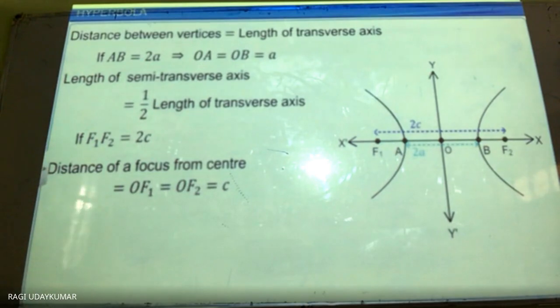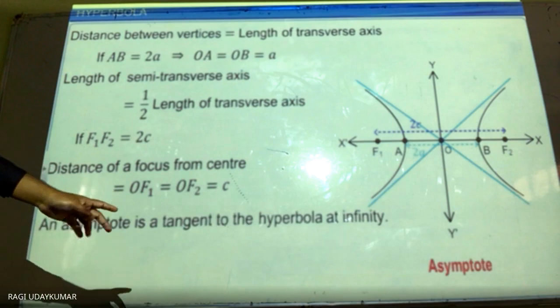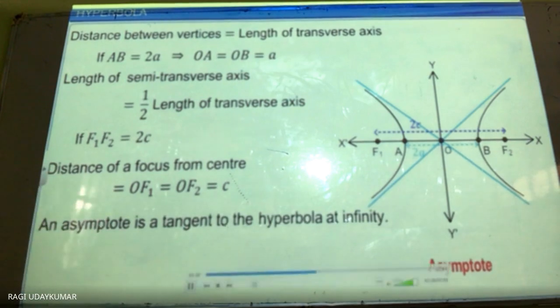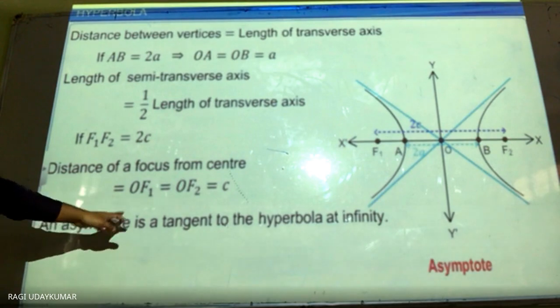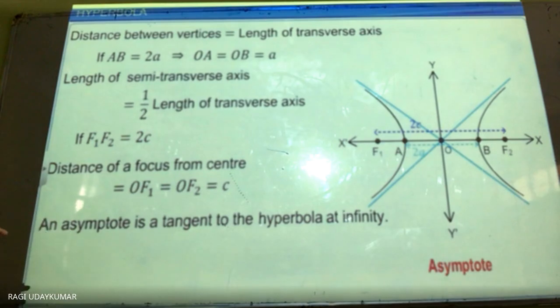So these are the things, and we need to define b. Here b will be taken as a convenient quantity. It is not there in your textbook, this one is the asymptote, a tangent to the hyperbola at infinity. That is not in your syllabus or textbook, so do not get confused by it and leave it.